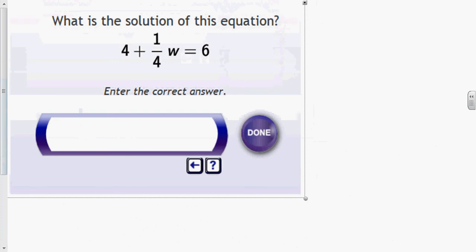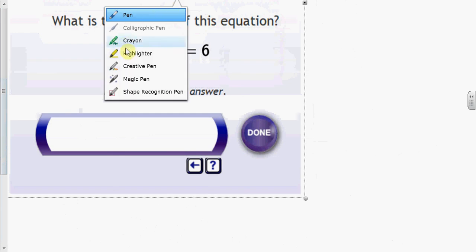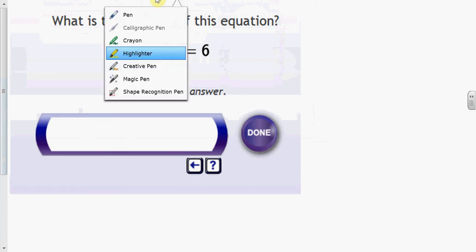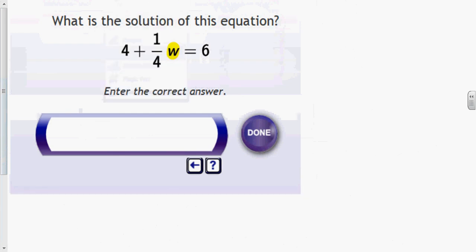So now we've got a couple of things going on. We have a 4 added, and then we have a w divided by 4 there, right? This is 1 times w, which is w divided by 4. So the goal is to leave this w on the left side. To do that, two things I want to do. One, get rid of this 4, and then two, get rid of that 1 over 4 there.